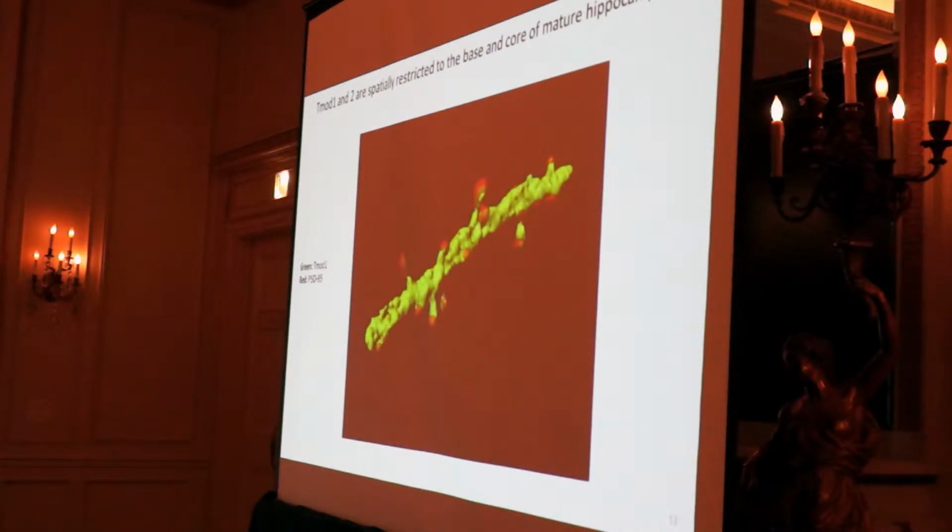Most proteins are either in spines or they're not in spines. But within the spine itself, we found a very intriguing distribution of this protein. So if you would please play the video, I can demonstrate that.